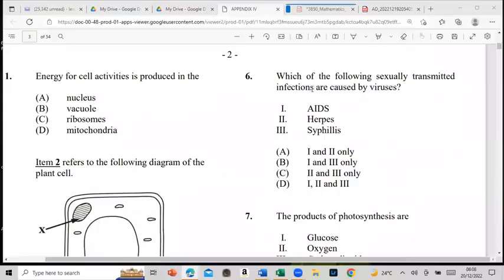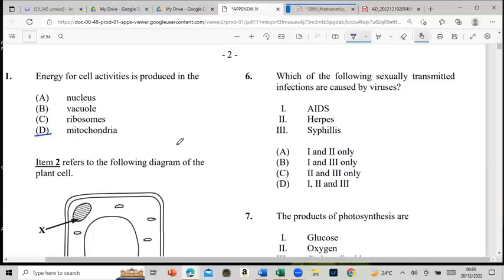Alright, let's move to number one. Number one says energy for cell activity is produced in the nucleus, the vacuole, the ribosomes, or the mitochondria, and that would be the mitochondria. So for number one, it's D.